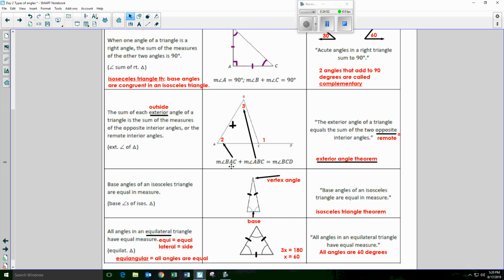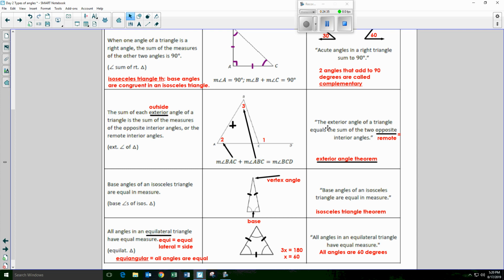So remember, they used BAC. They could have called it CAB, and I called it angle 2 there. Then they call it ABC. Could have called it CBA, or angle 3 as I put in there. Equals BCD, or angle 1, or DCB. Okay, that is called the exterior angle theorem. That should be easy because it's an exterior, outside angle. So it makes sense. We're talking about an outside angle here.